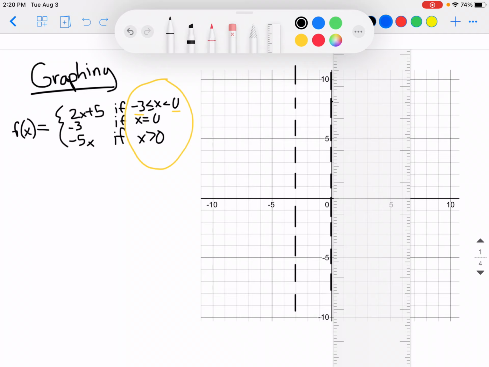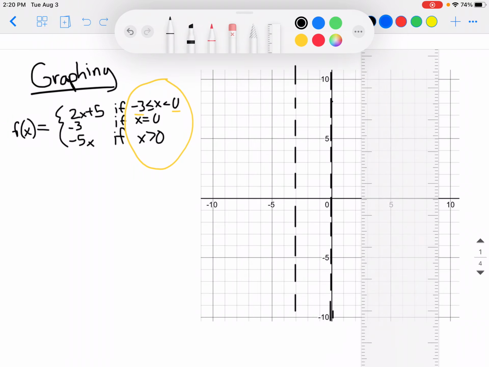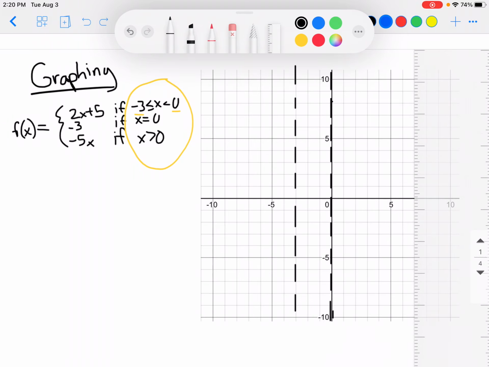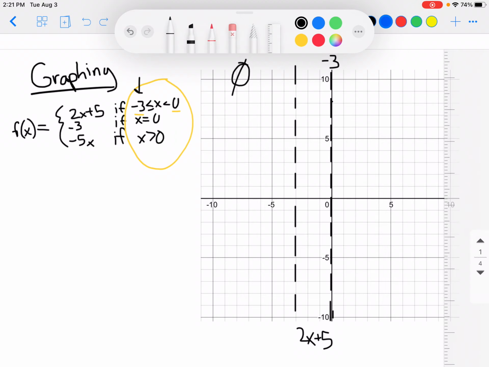Now, what we have here are three different barriers, if you will, where we're going to be drawing three different graphs. So on the far left, we actually don't have any graph at all because we have no instructions about what to do if we have values that are less than -3. In the middle, we're going to be doing 2x plus 5. On the y-axis, we're going to be doing -3. And then on the far right, we're going to be going with -5x.